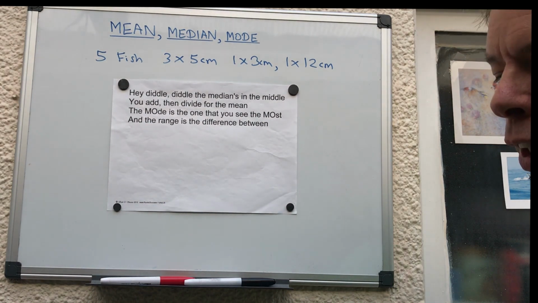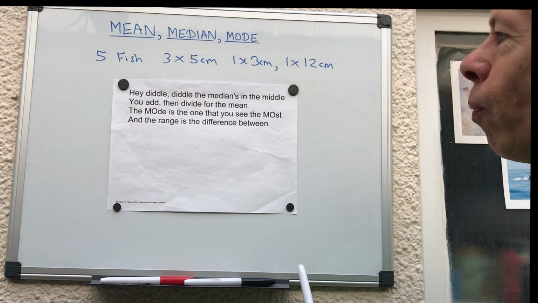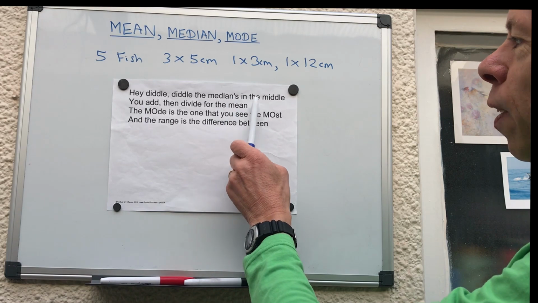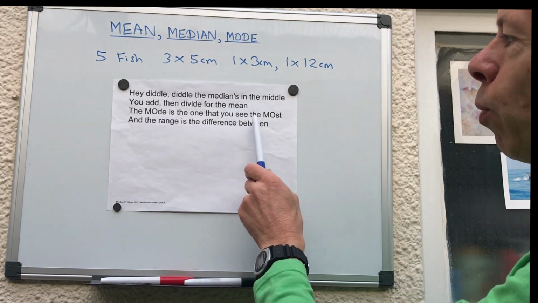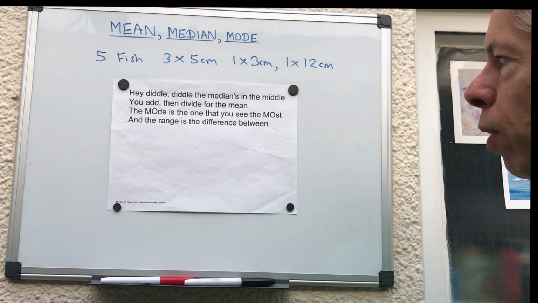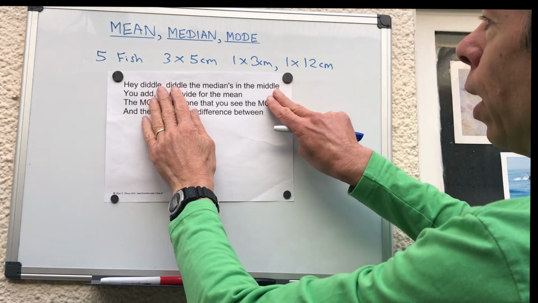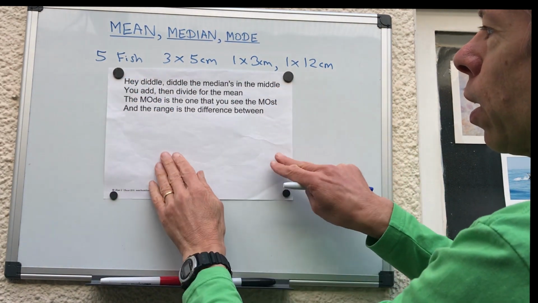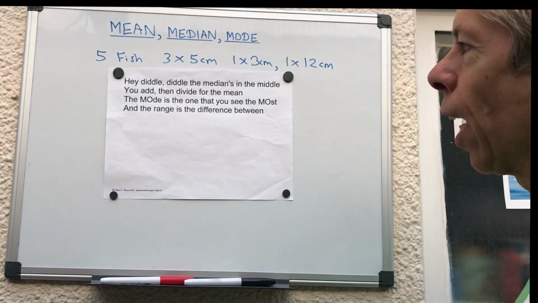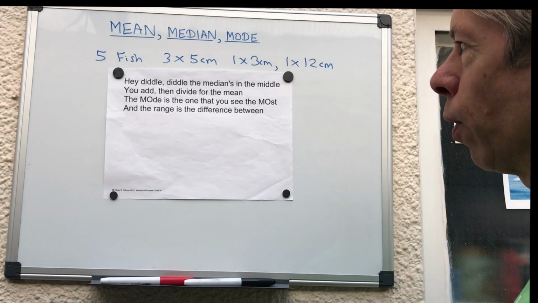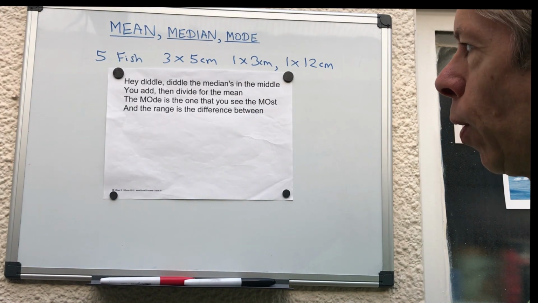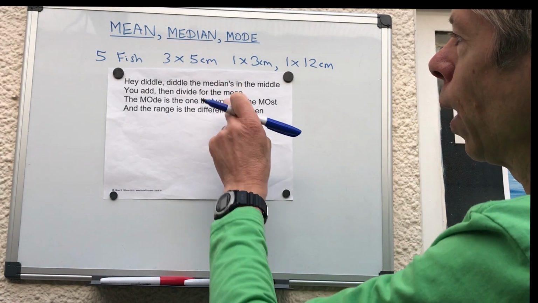So it comes obviously from the nursery rhyme. So hey diddle diddle, the median's in the middle. You add and divide for the mean. The mode is the one that you see the most, and the range is the difference between. So basically, you can use this rhyme to remember how to work out these different things: median, mean, mode and range. So we would do it in the order they've given it to us.